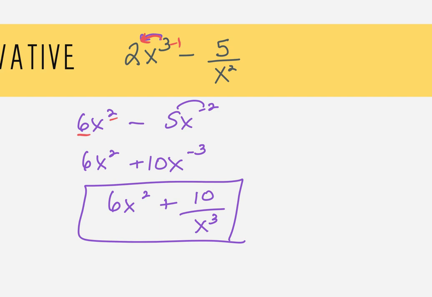For the second one, you have to take that x to the second and put it in the top. And when you do that, it becomes x to the negative 2. Negative 2 gets multiplied by the 5. It becomes positive 10. Subtract 1, you get negative 3. And then that term is the only one that has a negative on it. So that's the one that goes back down to the bottom.